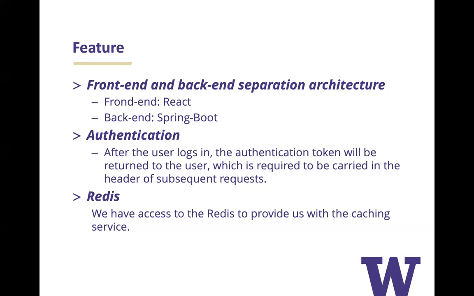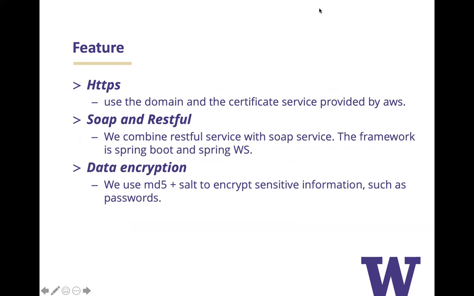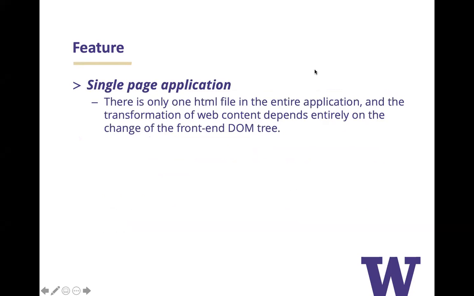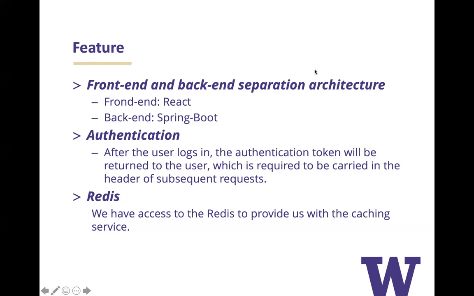Now, the features. First, we adopt front-end and back-end separation. Architecture: the front end is built with React and the back end is built with Spring Boot. In this decoupled web tech architecture, front-end and back-end code are separate with no shared resources. The back-end application serves data via API. Next, authentication. After the user logs in, the authentication token will be returned to the user, which is required to be carried in the header of subsequent requests.